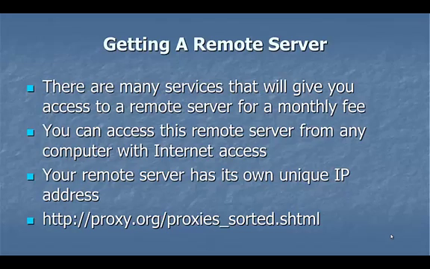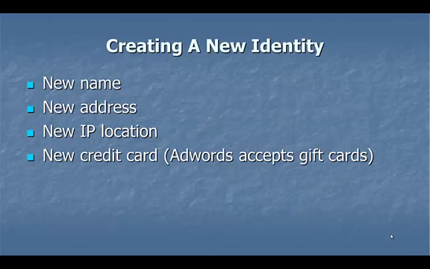But if you don't want to get a remote server, there are a lot of proxies out there, and I've provided you with a URL here, anonymous proxies. This URL down here, proxy.org/proxies_sorted.shtml, will give you access to hundreds of proxies where you can go through and open up a Google AdWords account, and that gives you the ability to open an account with a unique IP address.